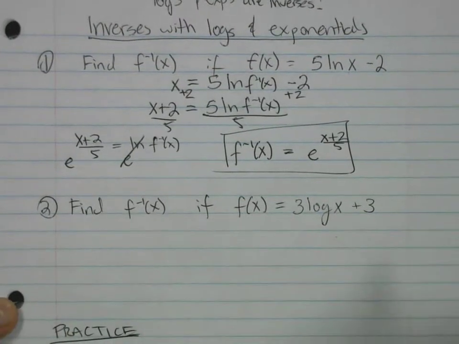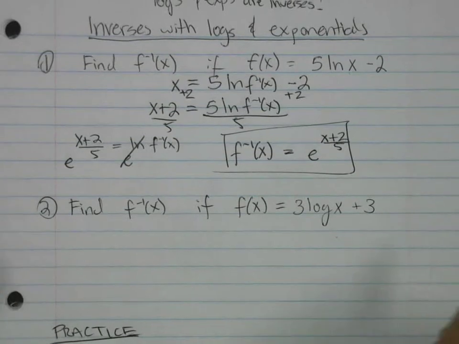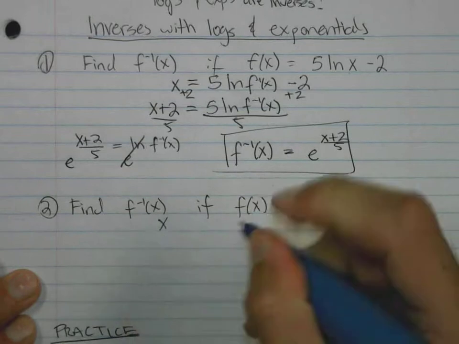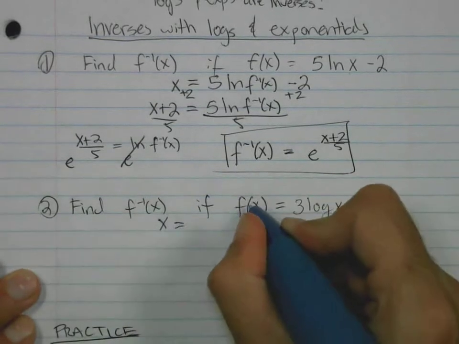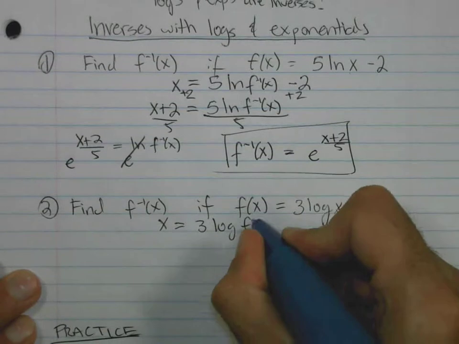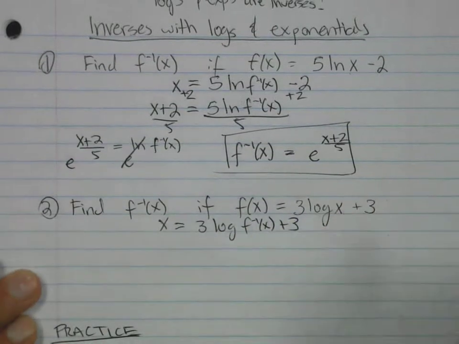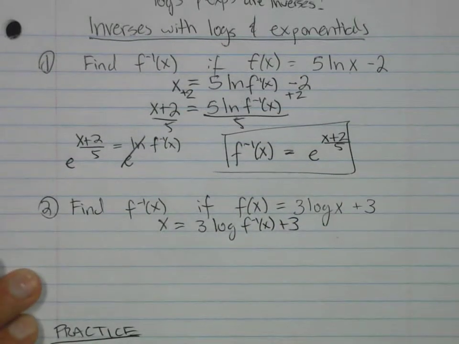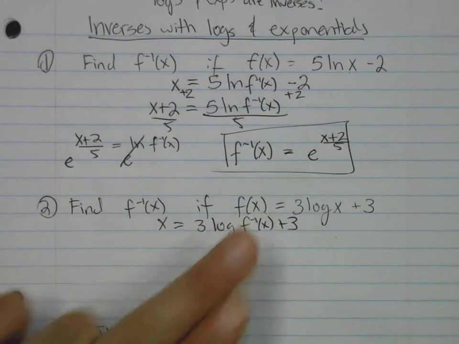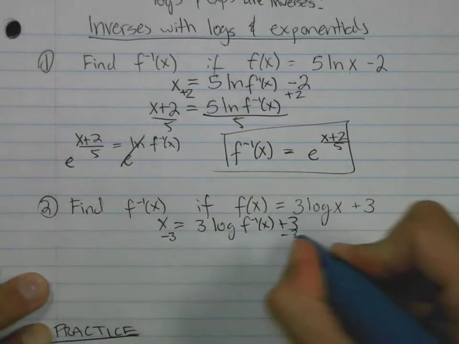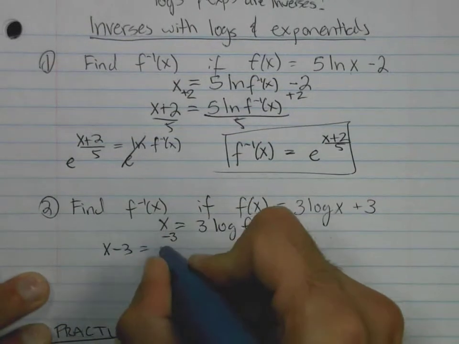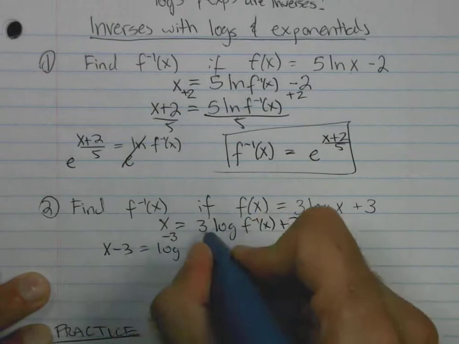Now go ahead and pause this and do this on your own if you're already ready for that. But again, the first thing that I do is x equals, right, I'm replacing this with x. X equals 3 log f inverse of x plus 3. Cover this up. What's the first thing to do? Right, take away 3 from both sides. Goodbye 3, goodbye 3. And I get x minus 3 equals 3 log f inverse of x.